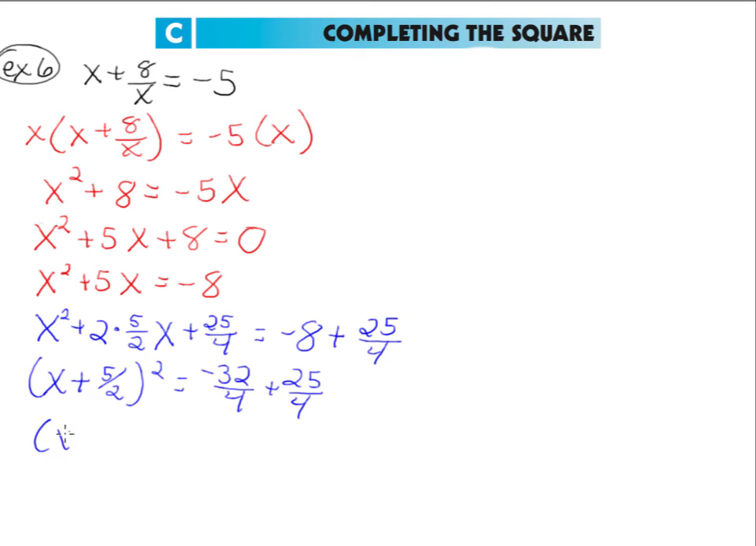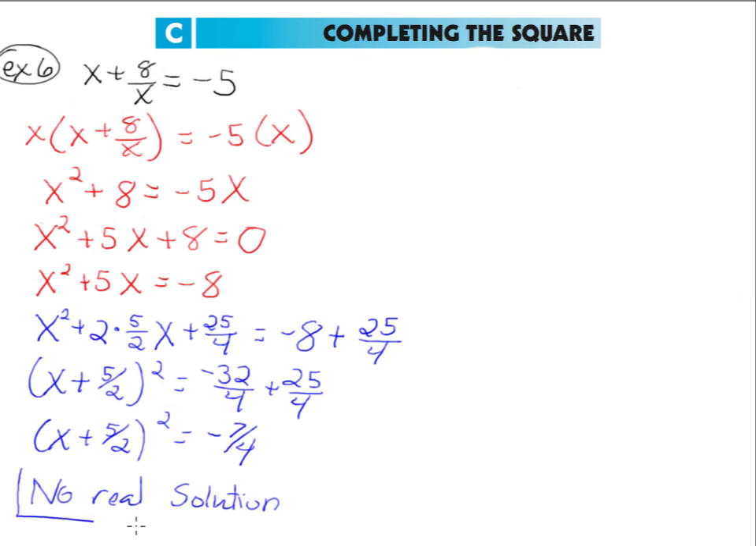And combining like terms here, we end up with this squared term equal to a negative number, negative 7 fourths. But remember, a square cannot equal a negative number and be a real solution. So there's no real solution to this problem. Our answer will be complex solutions. But for now, just write no real solution. We'll learn in our last section how to deal with this.